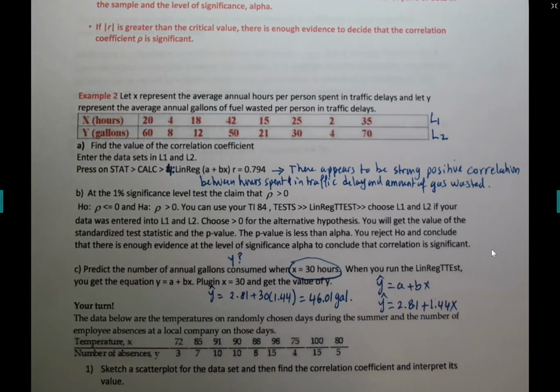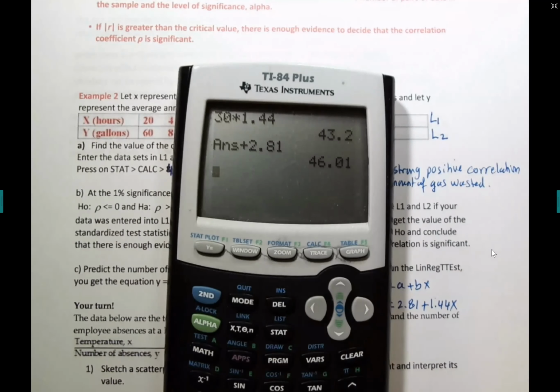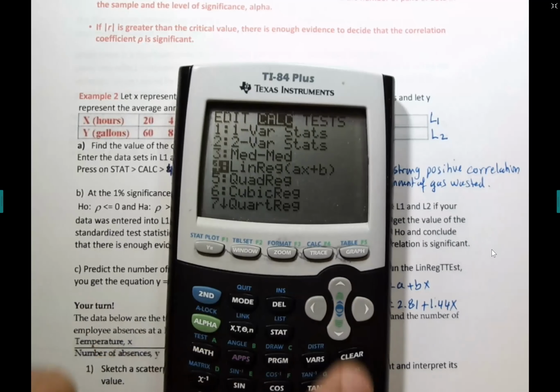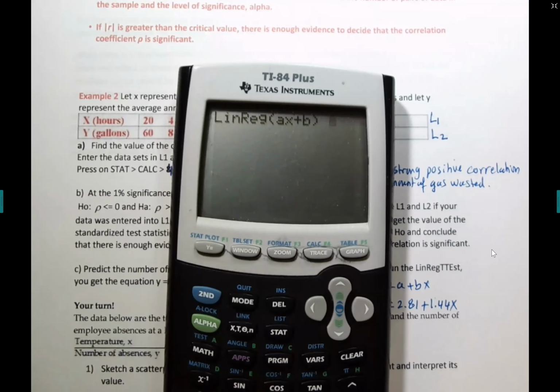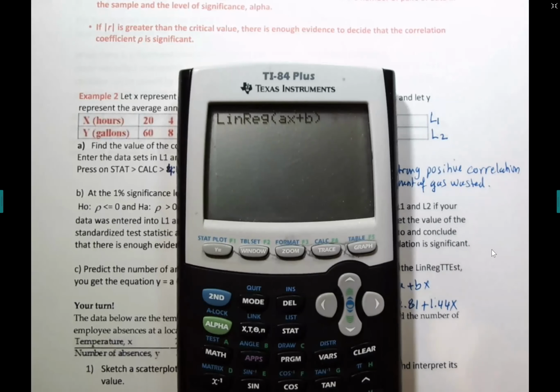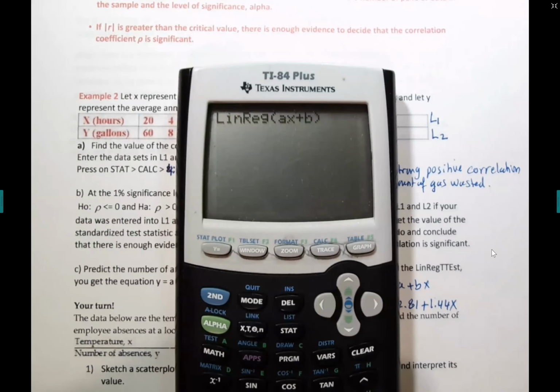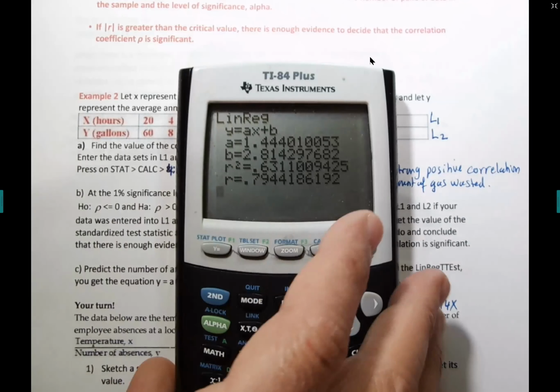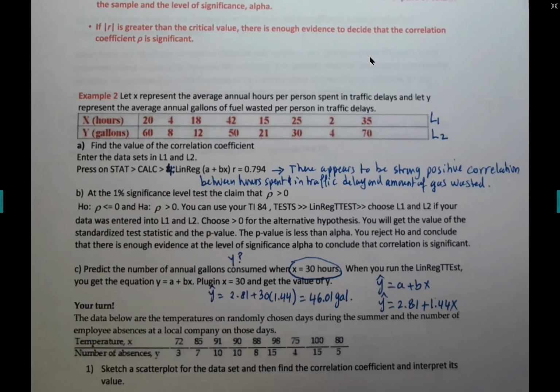All right, let me answer one more question. What's R squared and interpret its meaning? The calculator did show me the value of R squared. Let me get it again. Stat, calc, number 4, and enter. If your calculator is this one, it's not going to give you L1, L2. You just press enter and it's going to give you the values. So R squared is 0.63. Let's interpret the meaning of R squared.